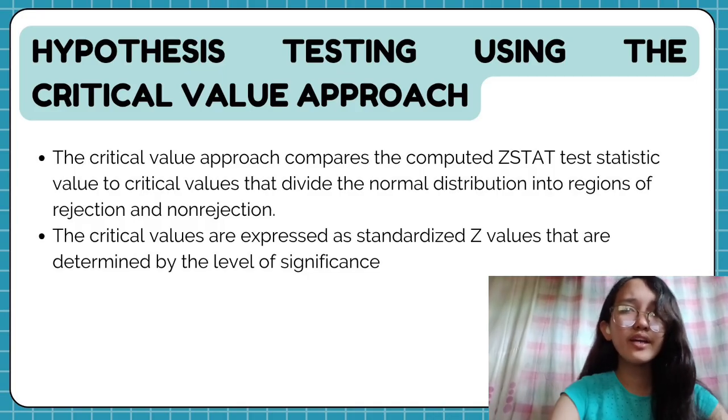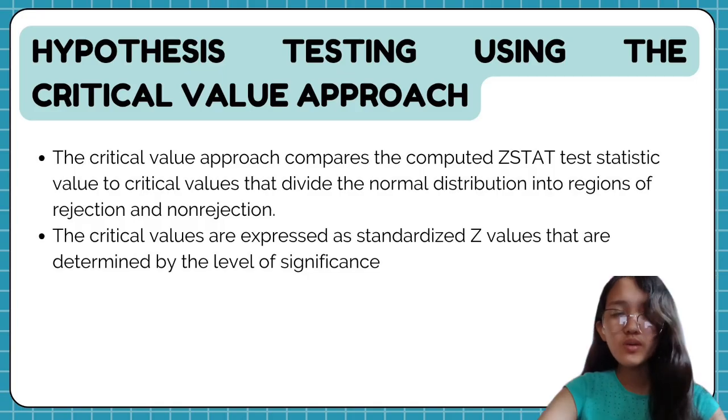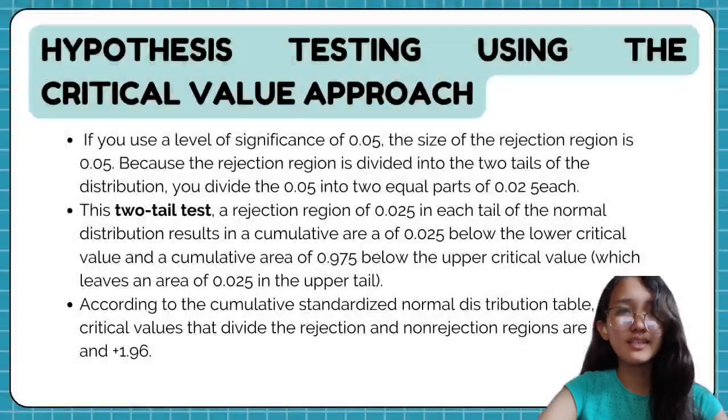You're comparing your z-stat to a critical z-value that marks the boundary between what's considered a usual result under the null hypothesis and an unusual result, leading you to reject the null hypothesis. These boundaries depend on how strict your test is.